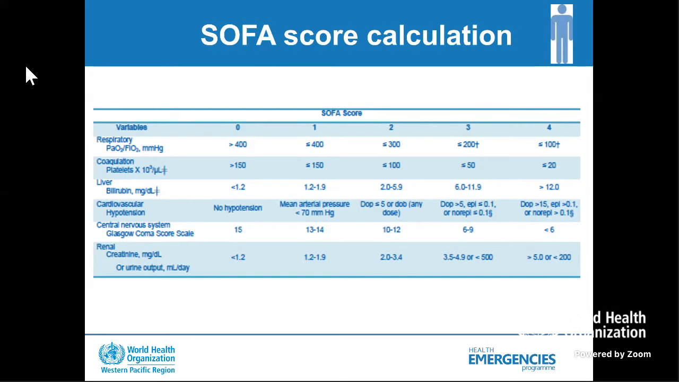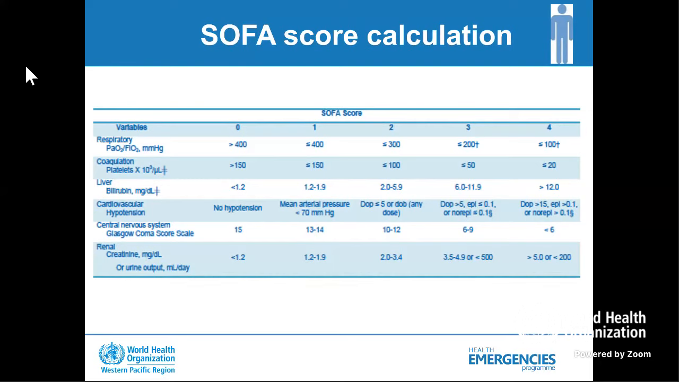Looking at the lungs, you do what's called the P to F ratio. So you will need an ABG to calculate this. For the kidneys, you have to look at the creatinine or urine output. So you may need a renal panel. For the blood, you look at the platelet count. So you need a CBC.